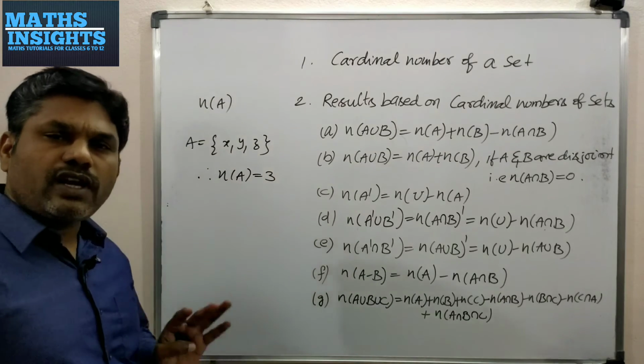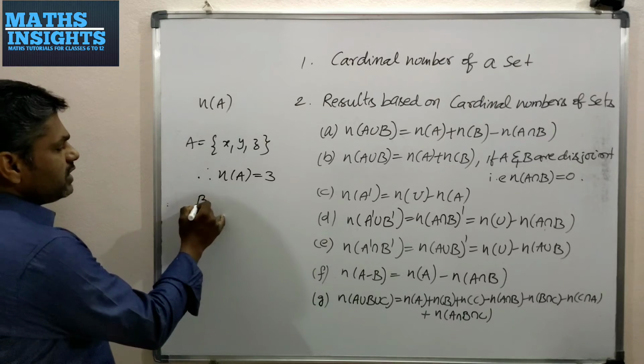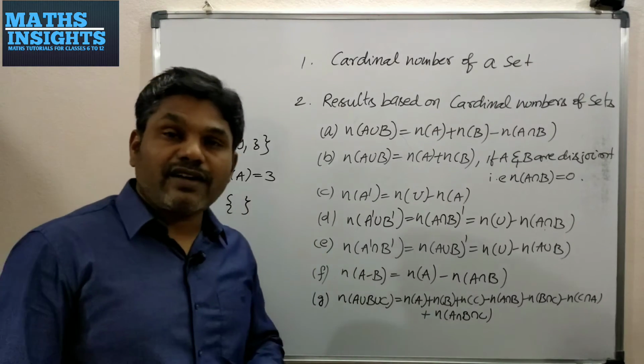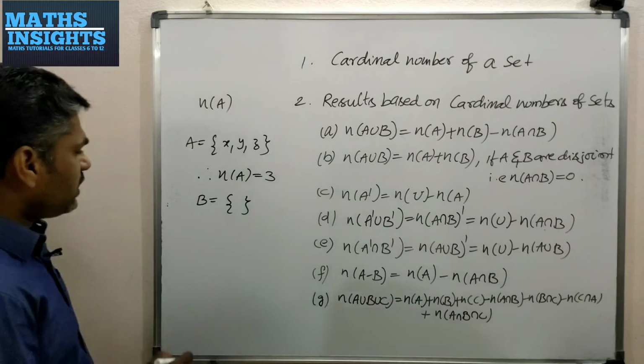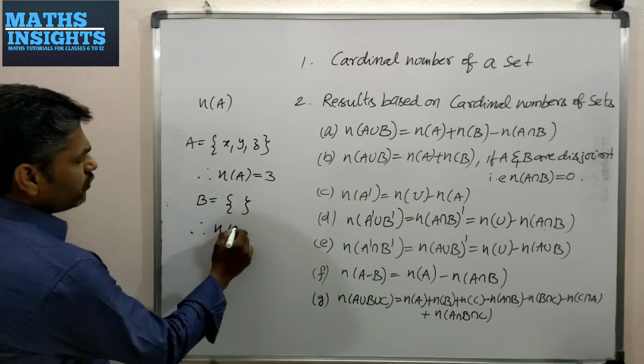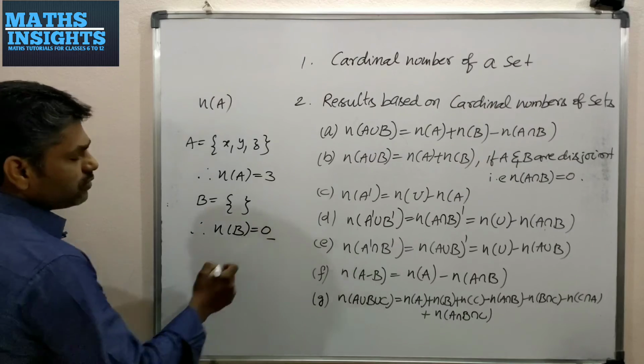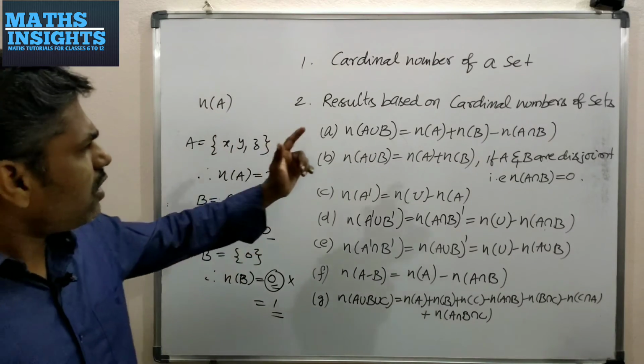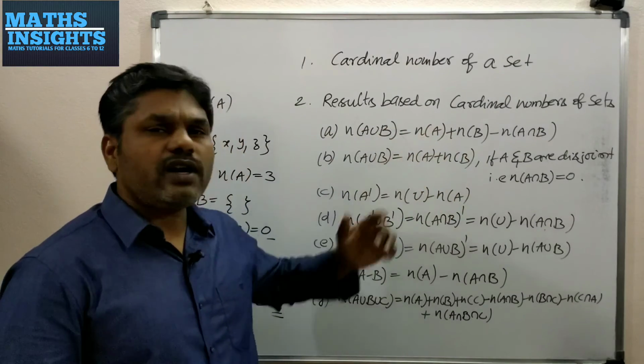And I am also taking another set. For example, B is equal to the null set. Null set means it will not contain any elements in it. You may write it as n(B) = 0. Based on the cardinal number of sets, you have some important results.